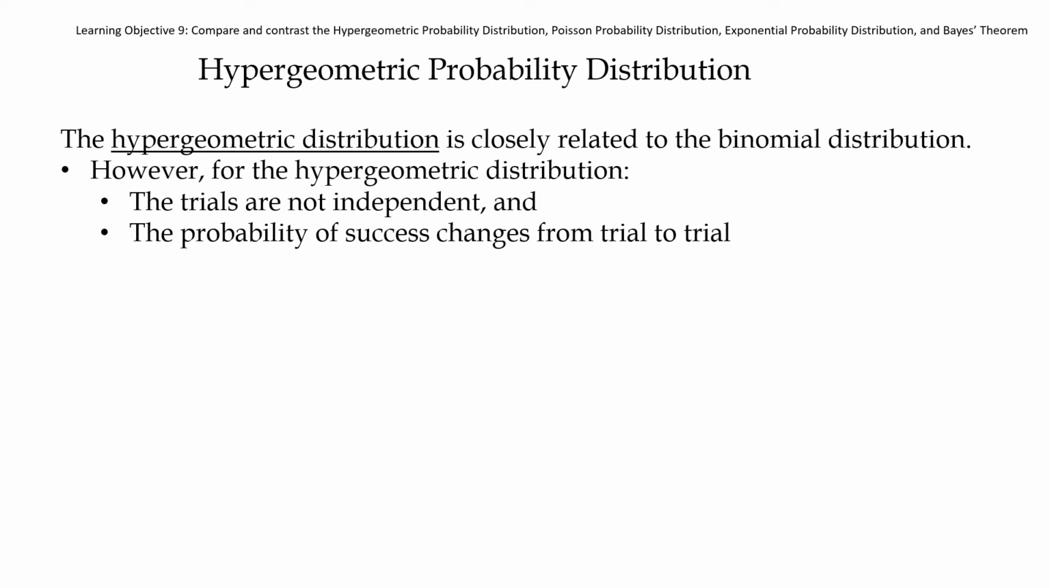So this is the last learning objective, which is compare and contrast the hypogeometric probability distribution, the Poisson probability distribution, the exponential probability distribution, and Bayes' theorem. I'm just going to get this out of the way: you do not need to know how to calculate these. You do not need to know anything with these other than what the purpose of them is. I'm going to show you the formulas, but I'm not going to show you examples, and I'm not going to expect you to calculate it.